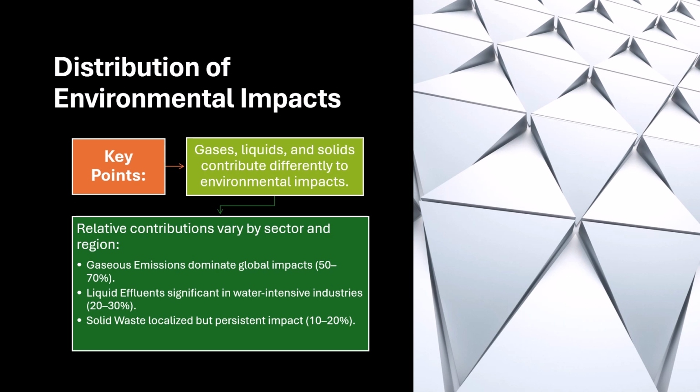Here are our key points. Number one, different contributions by waste type. Environmental impacts arise from various waste types, each contributing differently to the overall picture. Gases, liquids, and solids all play distinct roles in affecting ecosystems, human health, and the climate.